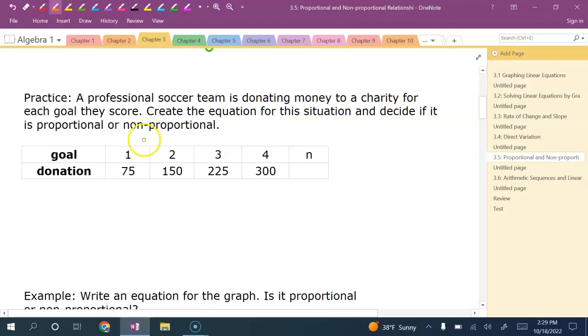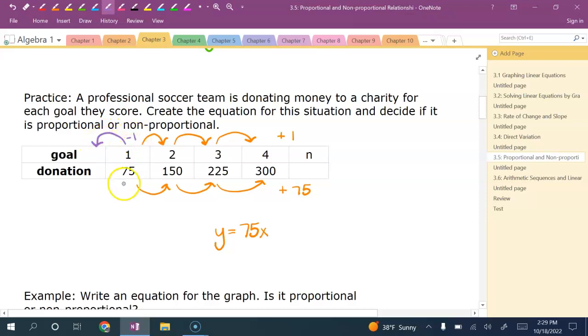So what I would have done here is, again, look at what your numbers are doing each time. All of those up there are going up by 1. All of the bottom numbers are going up by 75. So that would be 75 over 1. So my slope would be 75. And then x. Now to double check to see if it's proportional, if we go backwards and we subtract 1 and we subtract 75, we're going to be back at 0, 0. So it is proportional because it would go through the origin.